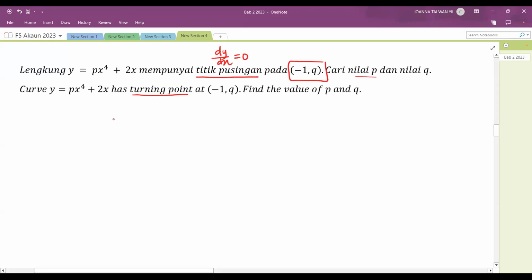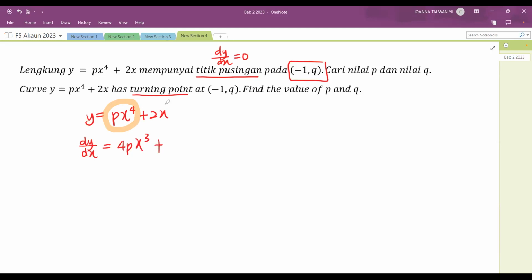Macam mana kita cari nilai p? Kita buat apa dulu? We do what first? Differentiation. Okay, buat pembezaan dulu. Ini kamu beza dapat apa? Nombor darab kuasa, kuasa tolak 1. P times 4, 4p. And then power minus 1, 4 tolak 1, 3. Then 2x becomes what? 2, correct. Then dy/dx kita letak apa? dy/dx, 0.